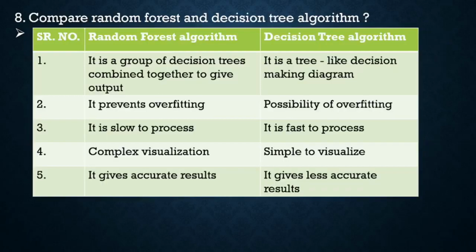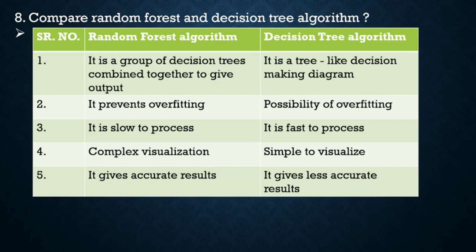Question number 8. Compare random forest and decision tree algorithm. Point number 1. Random forest is a group of decision trees combined together to give output, whereas decision tree is a tree-like decision-making diagram. Point number 2. Random forest prevents overfitting, whereas in decision tree there is a possibility of overfitting. Point number 3. Random forest is slow to process and decision tree is fast to process.